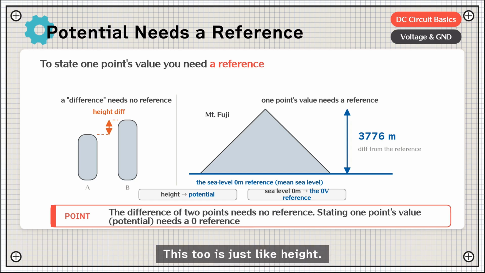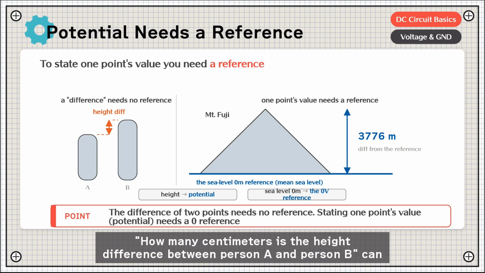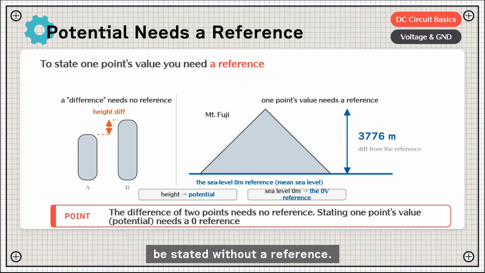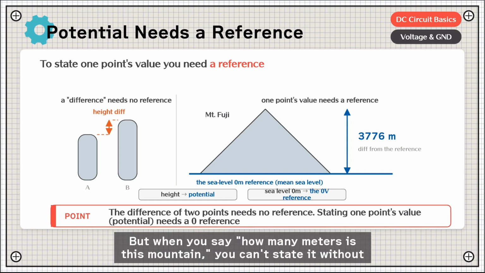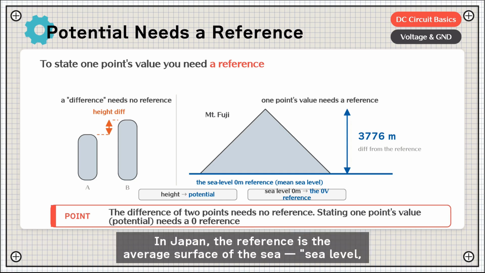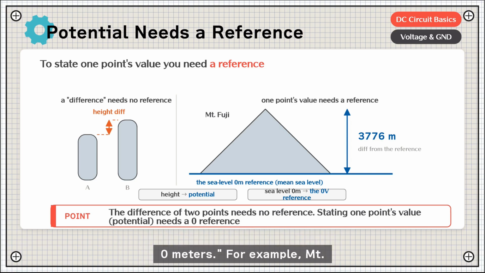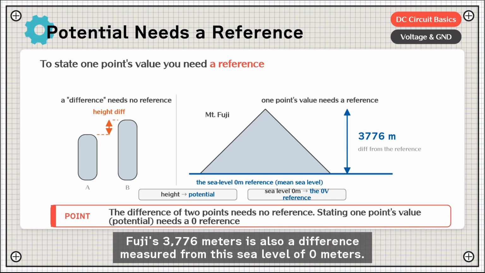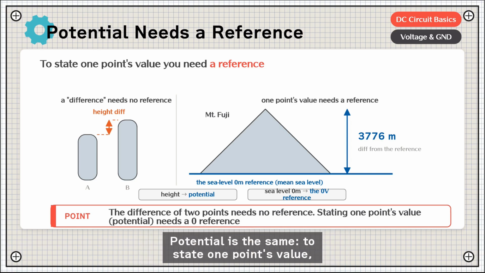This too is just like height. How many centimeters is the height difference between person A and person B can be stated without a reference. But when you say how many meters is this mountain, you can't state it without deciding where height 0 is. In Japan, the reference is the average surface of the sea, level 0 meters. For example, Mount Fuji's 3,776 meters is also a difference measured from this sea level of 0 meters. Potential is the same. To state one point's value, you need a reference of make this 0 volts.